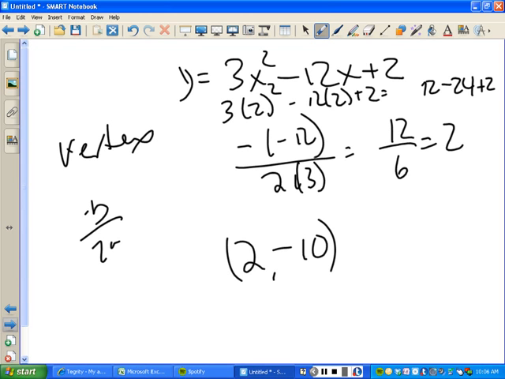Okay, please tell me what's underneath. What's the denominator? Is that here? 3 in parentheses? Yes. Okay. The formula is negative b over 2a.